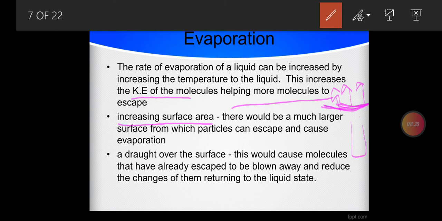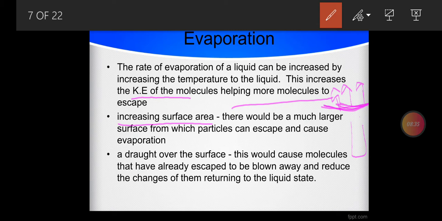If you are keeping some liquid in a narrow bottle, that helps decrease the surface area, and as a result the molecules escape slowly. So evaporation increases with increased surface area.